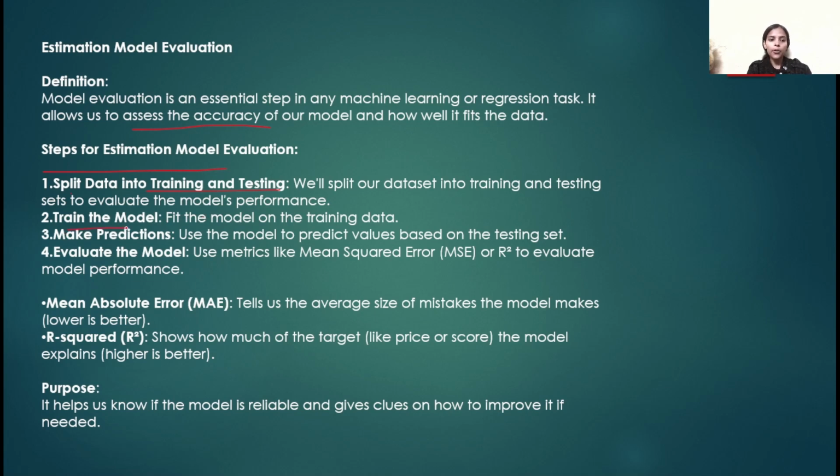Second step is train the model. We have to fit the model on the training data. Third is make predictions. We have to predict values based on the testing set. And the fourth is evaluate the model. In this, we will use metrics like mean squared error and R square, which are used to evaluate the model performance. Now, what is the purpose of this estimation model evaluation? It helps us to know whether the model is reliable and gives a clue how to improve if needed.